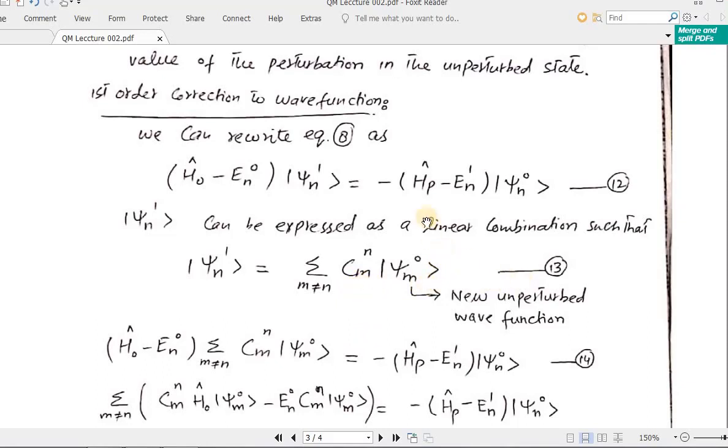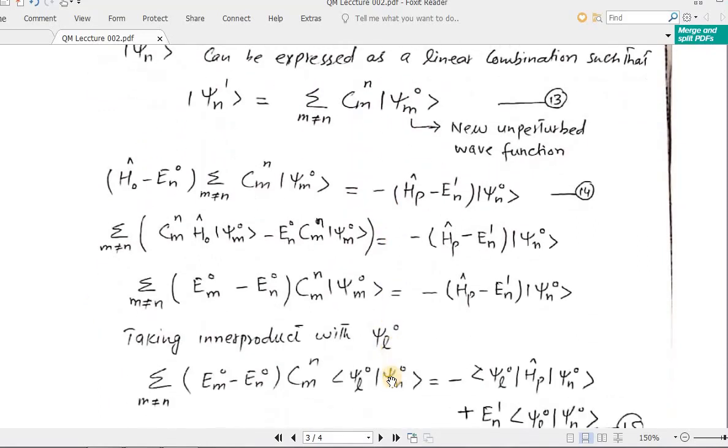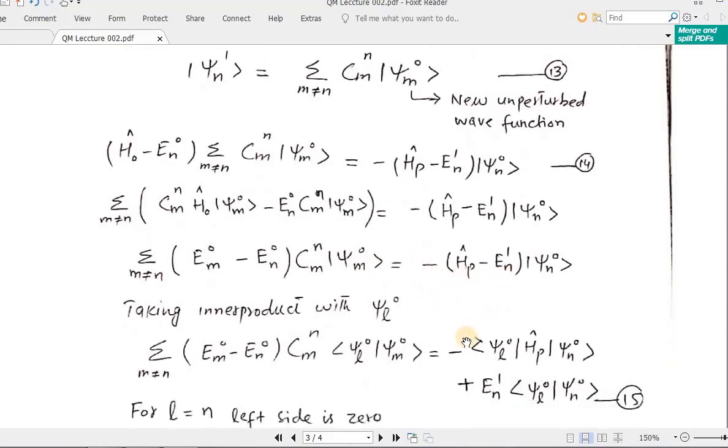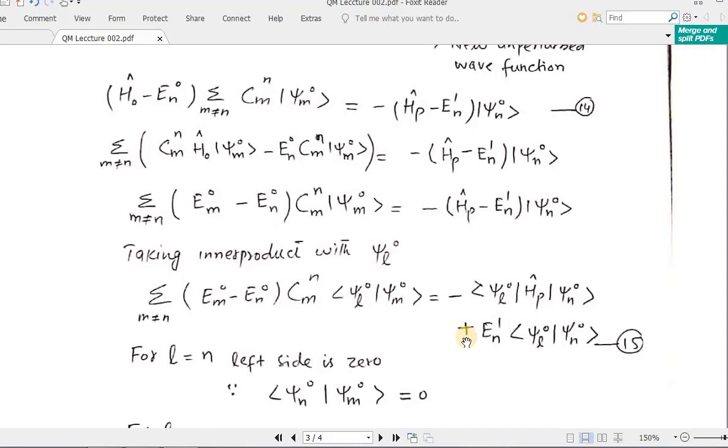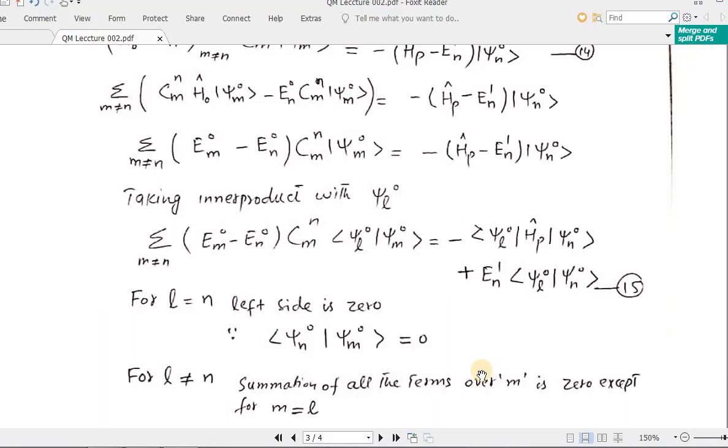By using equation number 13 and equation number 9, we write it in this form. After performing some mathematical calculation and rearranging the terms, we will see the above equation as the summation over m not equal to n of Em naught minus En naught, Cmn psi m naught, is equal to minus Hp minus En1, psi n naught. Here we take the inner product with another unperturbed wave function psi l naught. In order to simplify, we take this inner product for l equal to n, the left hand side is 0 because psi m naught and psi n naught is equal to 0 for m not equal to n.